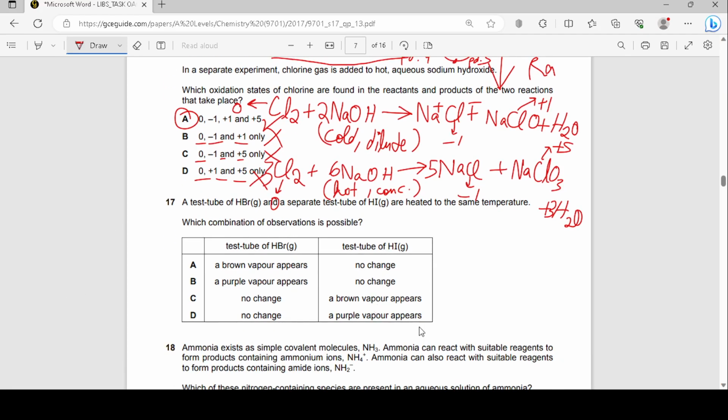And the next question: a test tube of HBr and a separate test tube of HI are heated to the same temperature. Which combination of observations is possible? So we have fluorine, then chlorine, bromine, iodine, and these are the halide compounds of them, right?